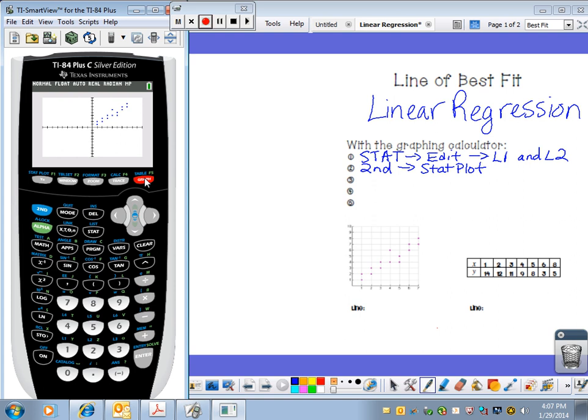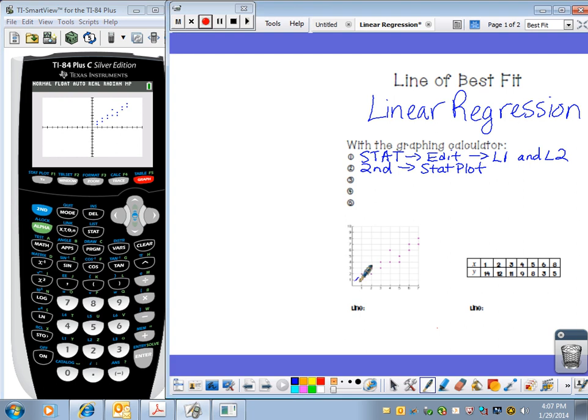And there is my scatter plot. It looks very similar to the one that was given to you on your notes. If you were to try and draw a straight line there, it would look something like that. Then we would try and figure out the equation of that line on a piece of paper, but we're going to let the calculator do the work for us. So I did second stat plot, and then I hit graph. Forgot that step.